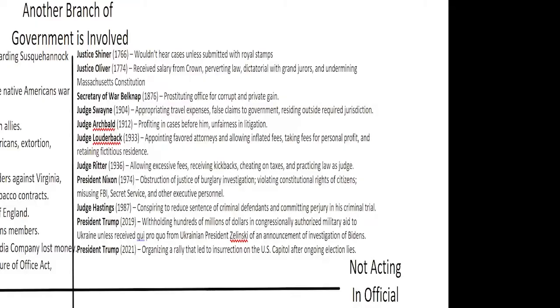Here's an overview of these offenses in this second category. The category involves using a government or judicial position for personal gain and corrupt purposes. Government officials and judges are supposed to act in the public interest and not for personal profit. The government actor isn't acting in official duties, but there's an offense impacting another branch of government.